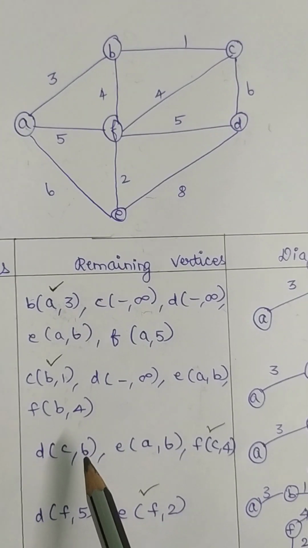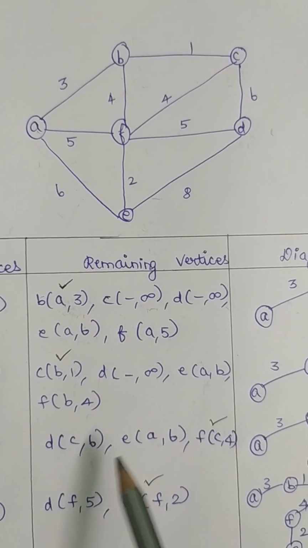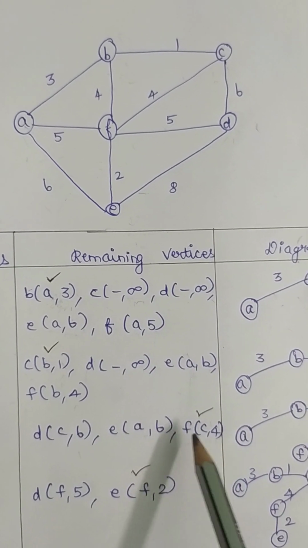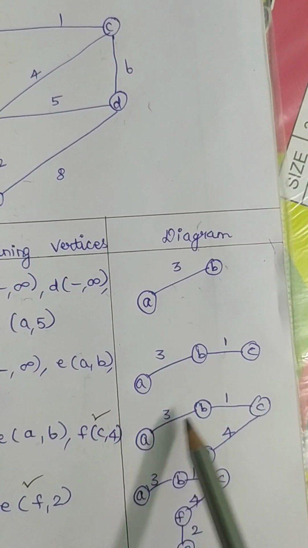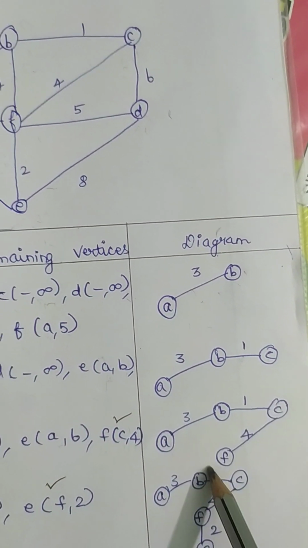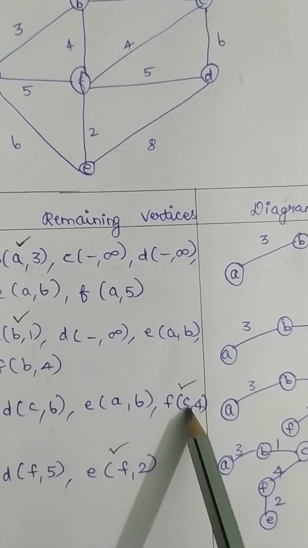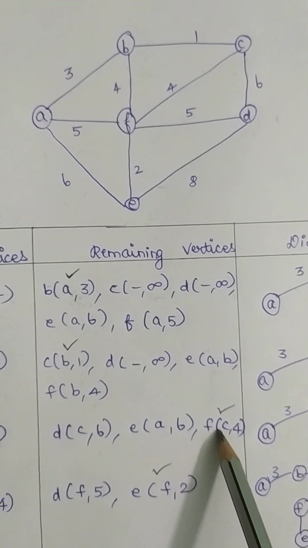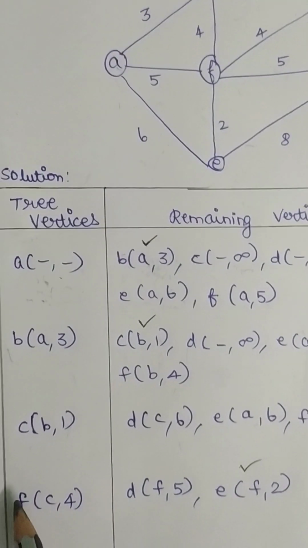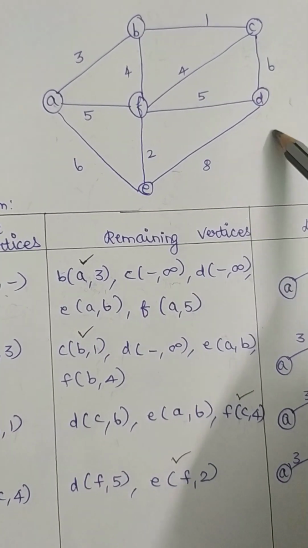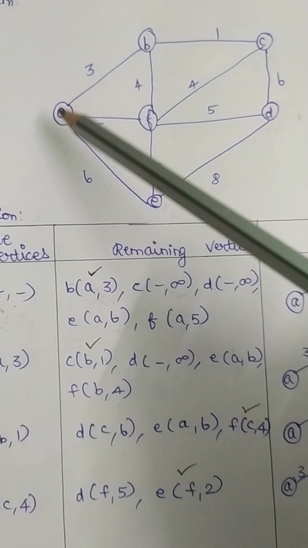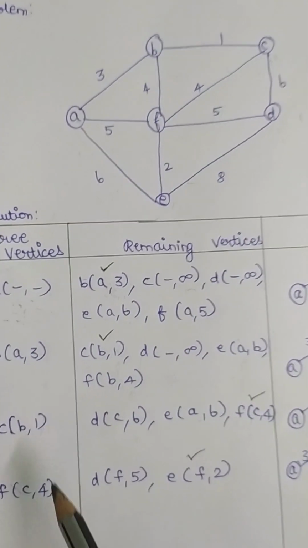We need to find the shortest distance. The shortest distance is C to F, which is 4. So we mark it: A to B is 3, B to C is 1, and C to F is 4. We have noted it as the next step. So the unvisited nodes are D and E, since we have already visited nodes A, B and C.